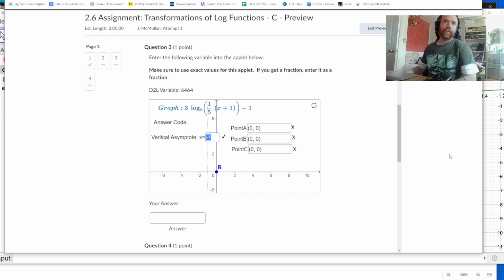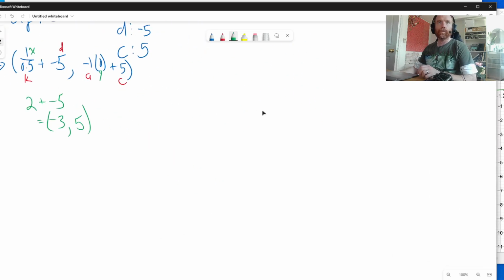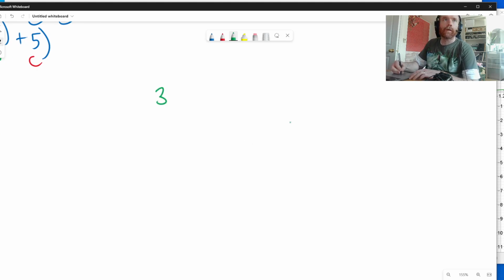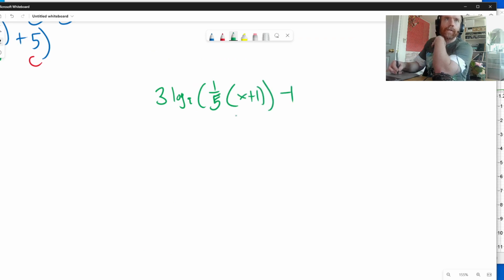Now, for the rest of this one, we go ahead and put 3 log base 9 of 1/5. So I'm just going to make a little bit of room here. So 3 log base 9 of 1/5. And then what have we got left? x plus 1, take away 1. Once again, when you look through these things, this is A, this is the B, like the base. This is K, this is D, although remember it's the opposite of D, and this is C. So quickly, A is 3, K is 1/5, D is -1, C is also -1.